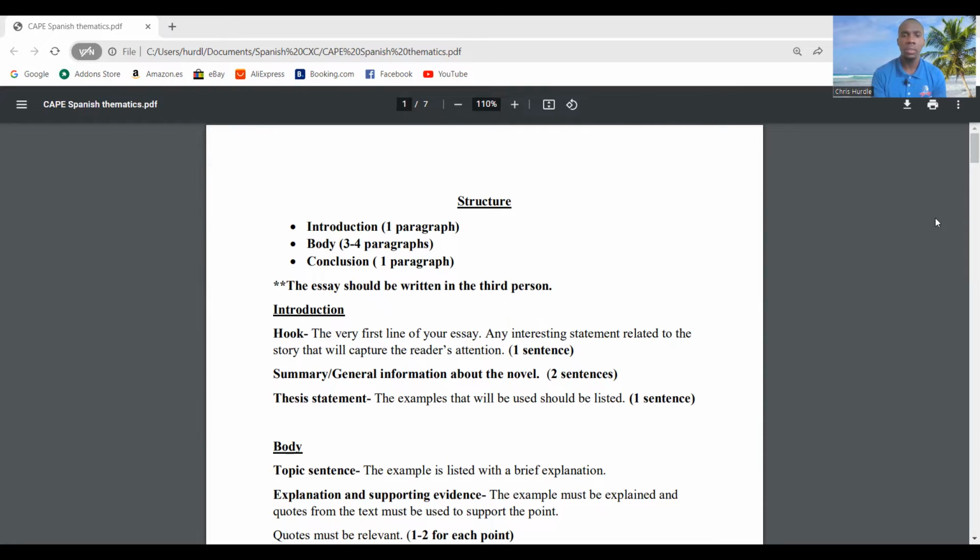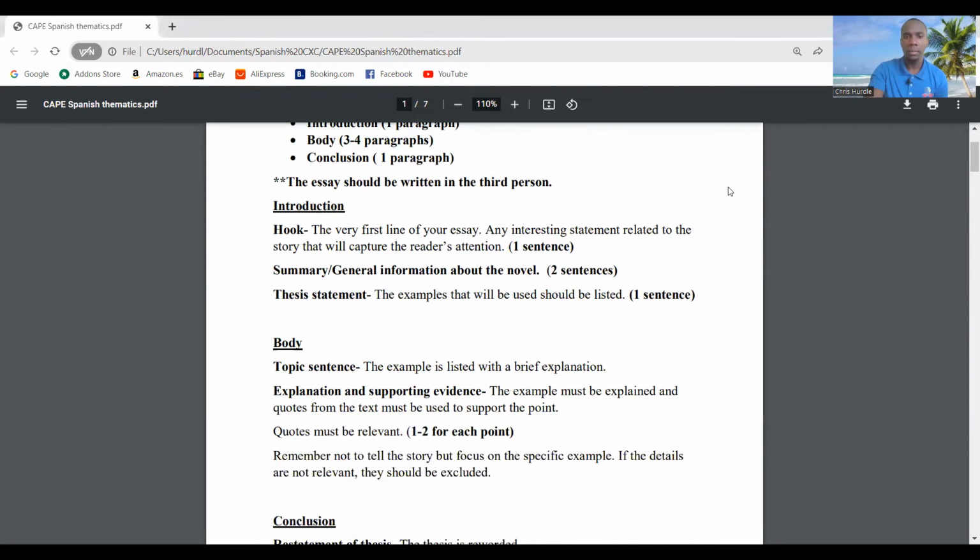After we have written our hook, we then proceed to a summary or general information about the novel. So this is where you can summarize the novel or just give general information about the novel, right? You do that in two sentences. Then we end the introduction by stating our thesis statement. And these are the examples that we are going to use to illustrate the theme, okay? So I should be able to read your thesis and highlight the points that you're going to present. You don't explain them, of course, but you list them. So I should be able to see what are the examples that you're going to use, right? So that is our introduction: hook, summary or general information about the novel, and then a thesis statement.